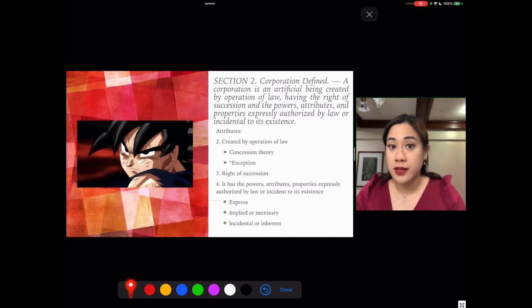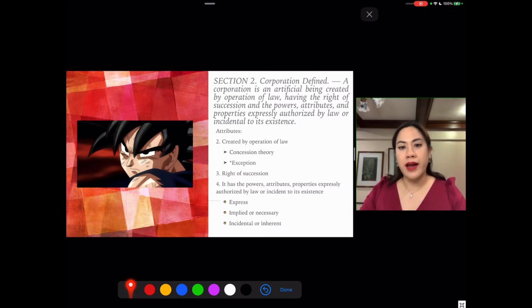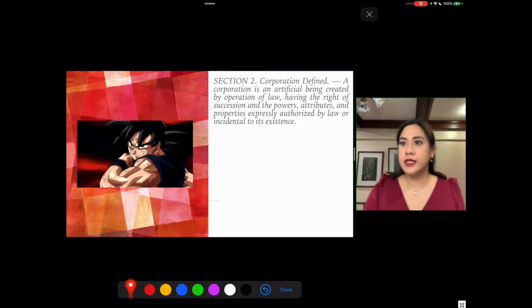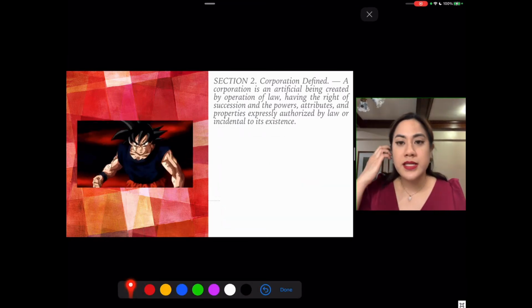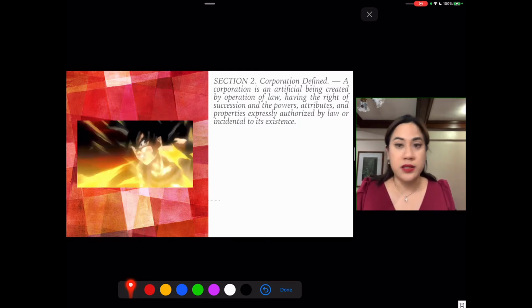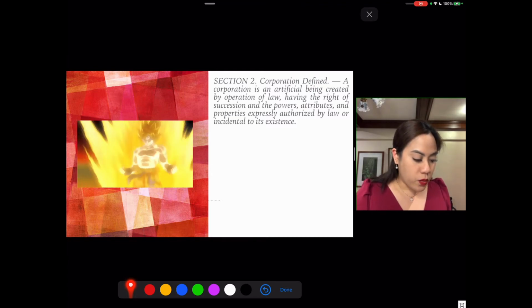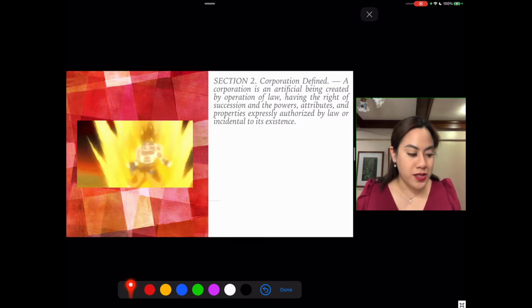Now, what is not implied or necessary to its existence? An electric company cannot buy and sell agricultural land, and neither may an automobile company engage in land transportation like the operation of taxis, because it's not necessary with the company's business of buying and selling cars. And now that we have discussed that, what happens if they act beyond what is expressed, implied, or incidental to its existence? These are what we call ultra vires acts or contracts.